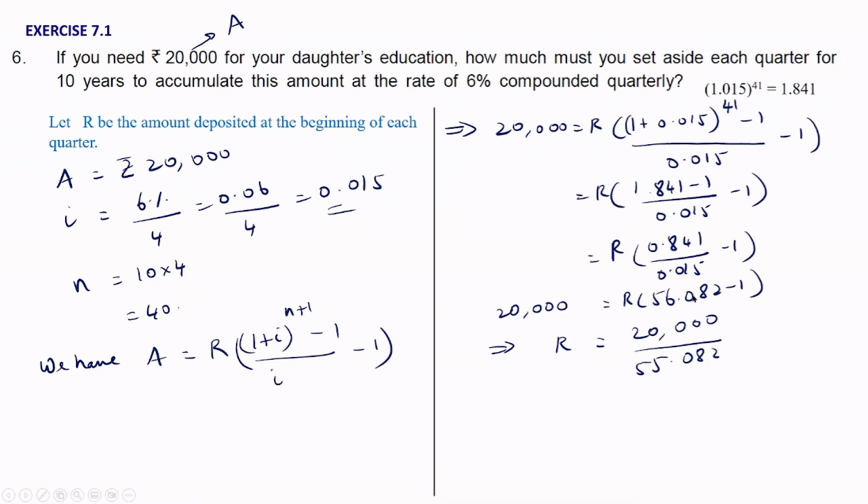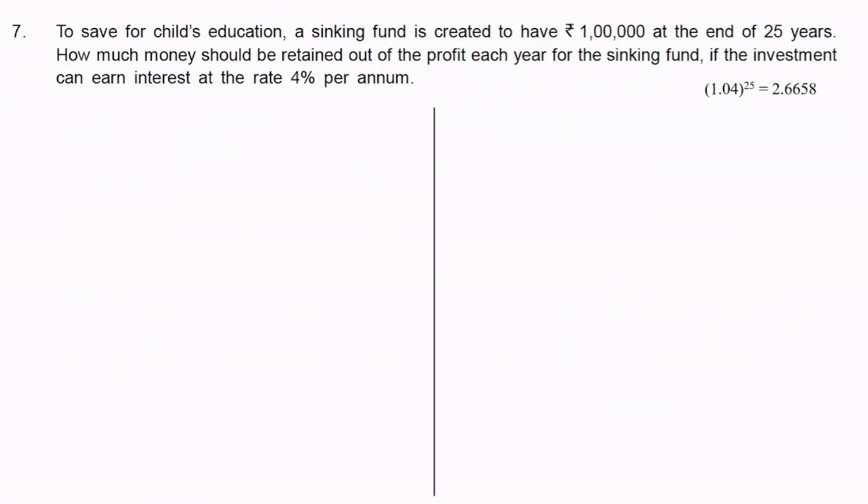So R will be 20,000 upon 55.082. This when we simplify we get it as 363. Therefore R is equal to rupees 363. So if a sum of rupees 363 is allocated at each quarter for these 10 years, then rupees 20,000 will be accumulated when the rate of interest is 6% compounded quarterly. Moving on to the next question.